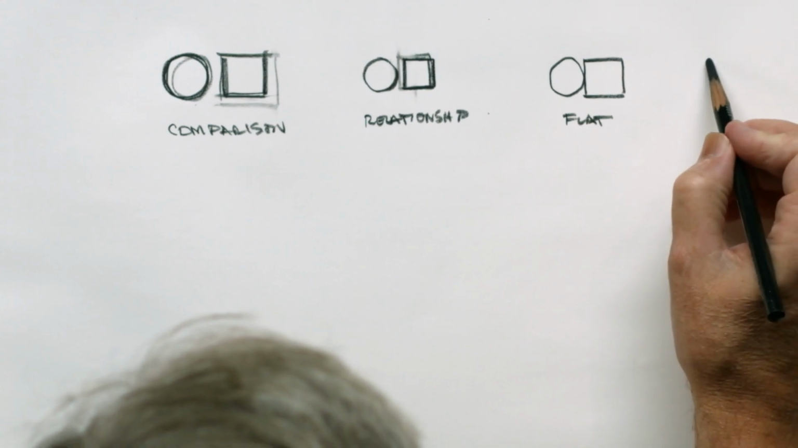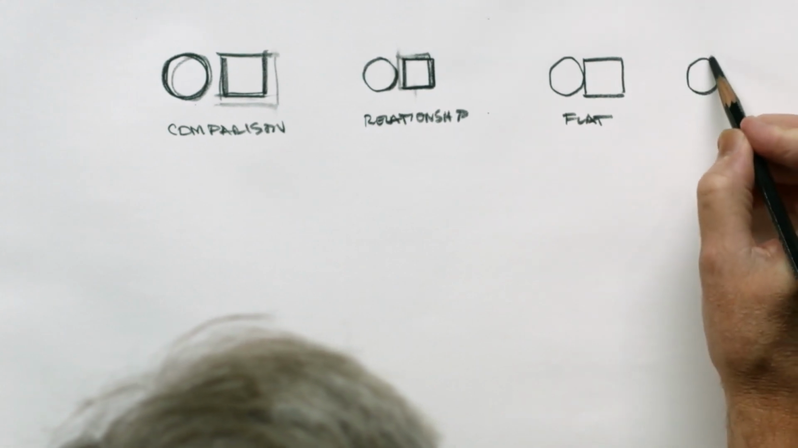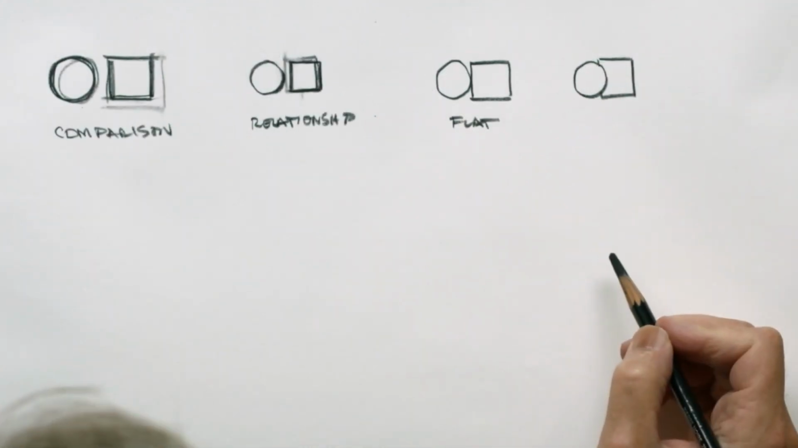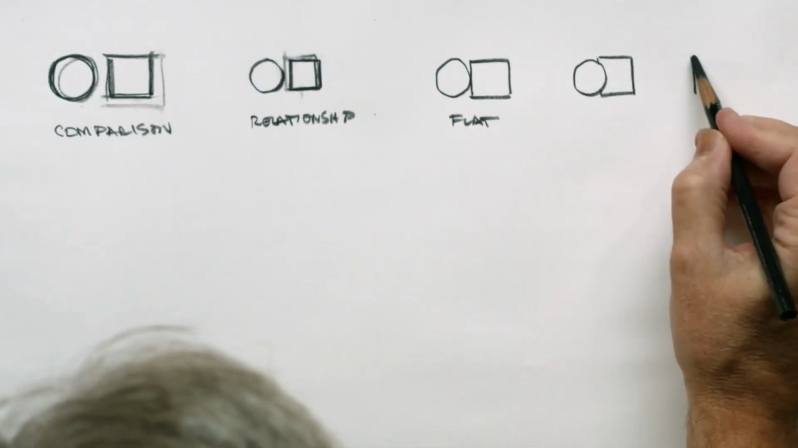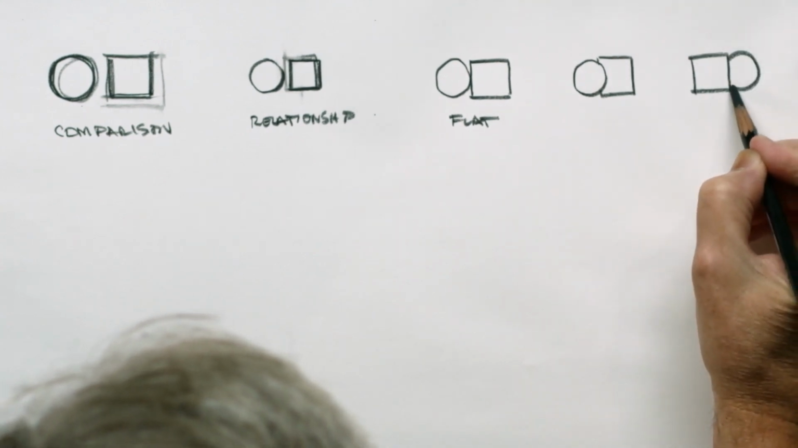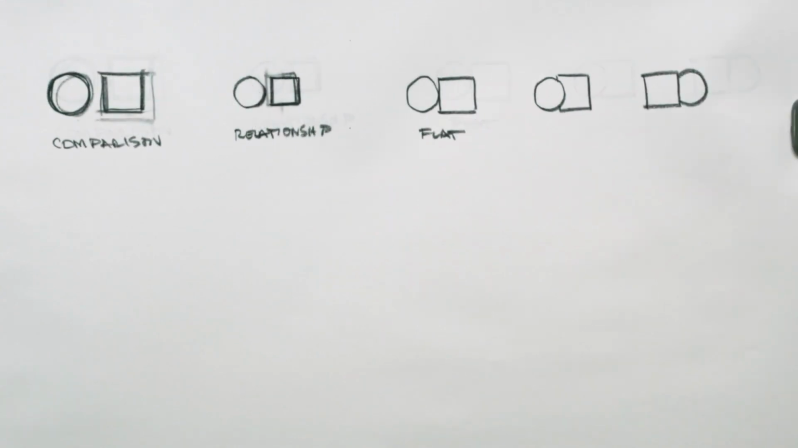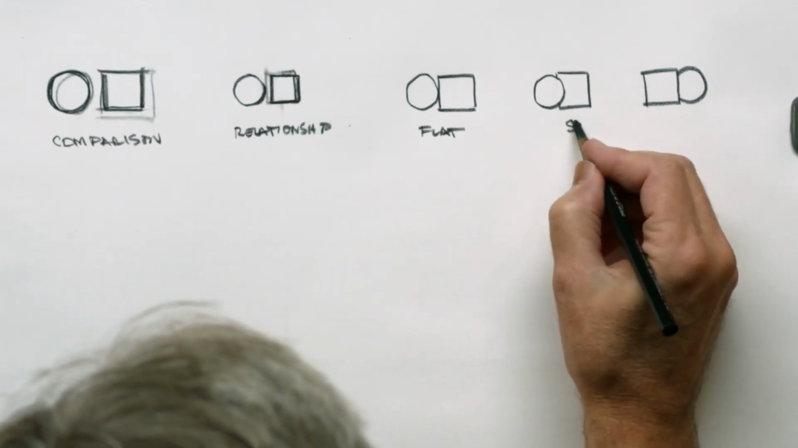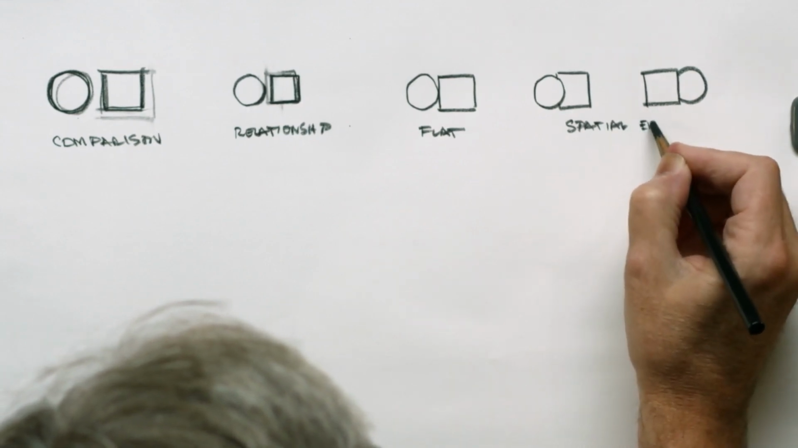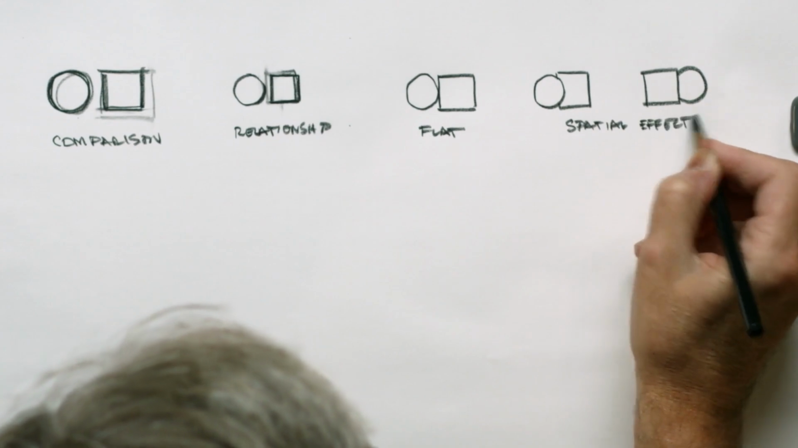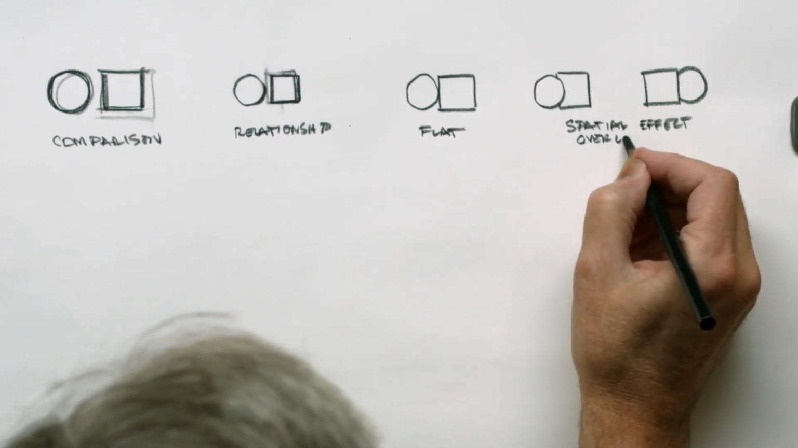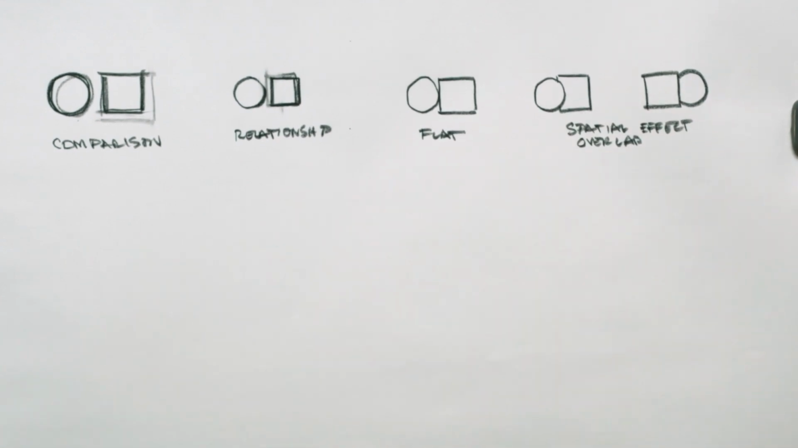And then we have some spatial options again, where you have a circle overlapping the square. Okay? Or we can have the square overlapping the circle. So overlap is going to give you some spatial effect.